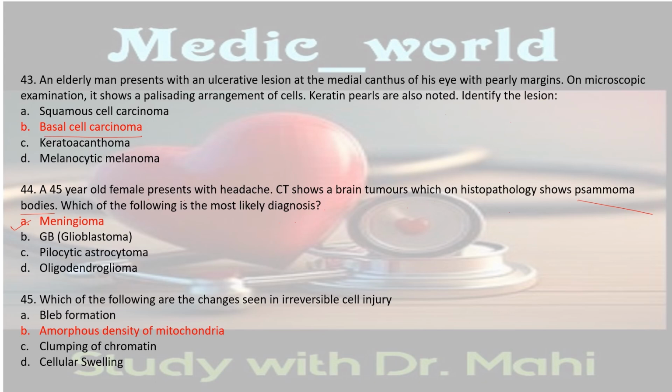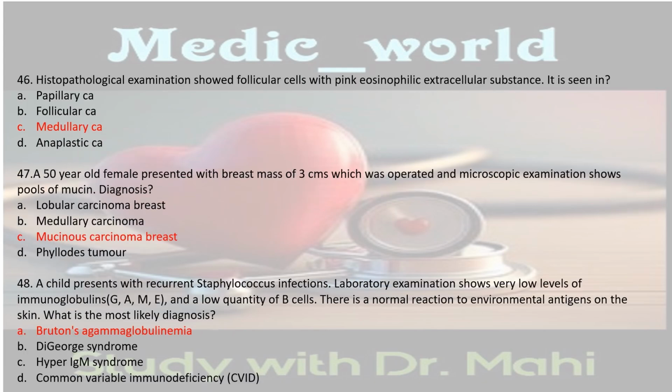Now the next question. Which of the following are changes seen in irreversible cell injury? The answer is B, that is amorphous density of mitochondria is seen in irreversible cell injury. Now the next question. Histopathological examination showed follicular cells with pink eosinophilic extracellular substance. It is seen in medullary carcinoma of thyroid.